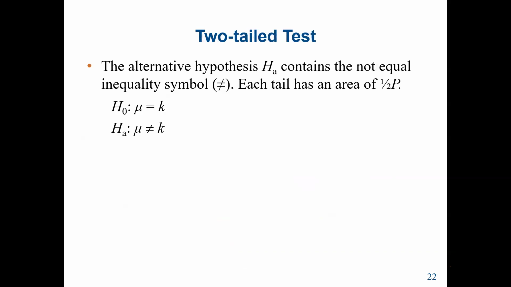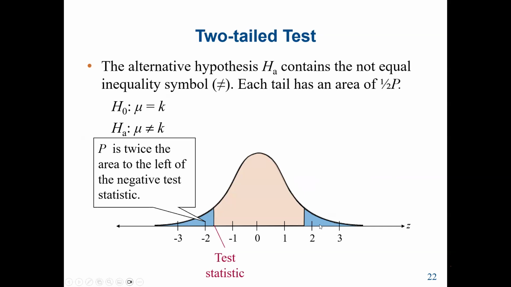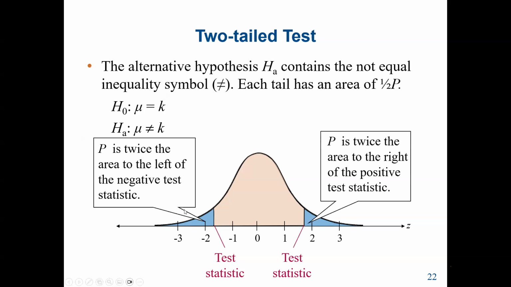If no question, let's keep going. So two-tail, we're going to see left and right. So we get a K, the same value, but one will be negative, one will be positive. So that's the test that it takes, a positive value and a negative value. So we say the P is twice the area to the right of the positive test statistic.